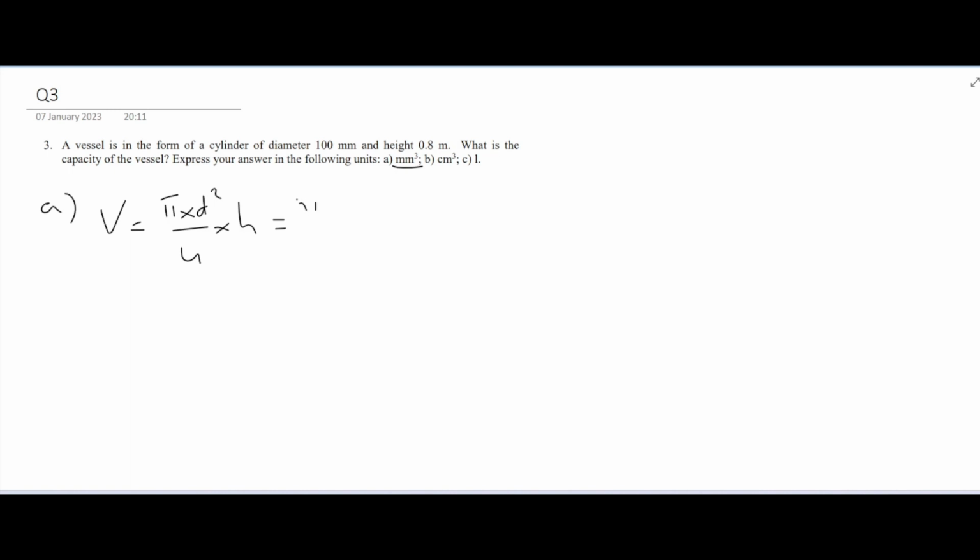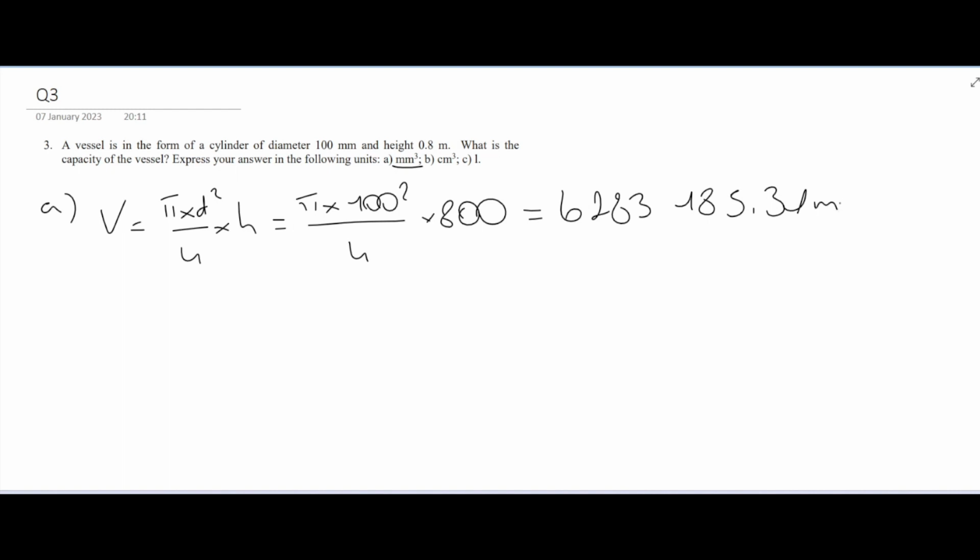So pi multiplied by 100 squared over 4 multiplied by 800. So this is going to become quite a large number. So this is 6283185.31 millimeters cubed. Sorry for the handwriting.